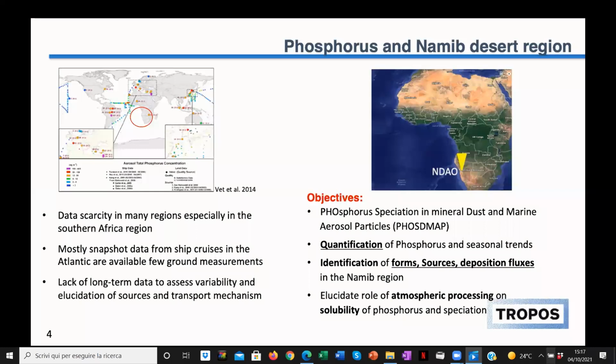Hence, we moved forward to investigate the phosphorus speciation in mineral dust and marine aerosol particles within the DFG-funded FOSMA project, where we wanted to quantify the phosphorus and its seasonal trends in the region close to the southeastern tropical Atlantic, identify its forms, sources, and deposition fluxes, and also elucidate the role of atmospheric processing on the solubility of phosphorus made available in the southeastern tropical Atlantic.